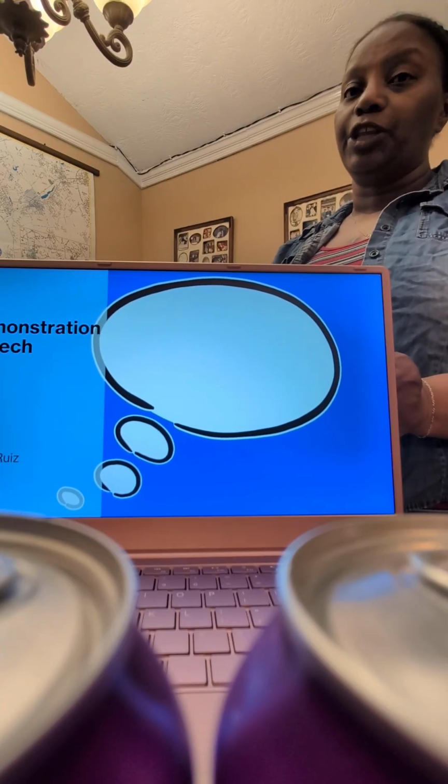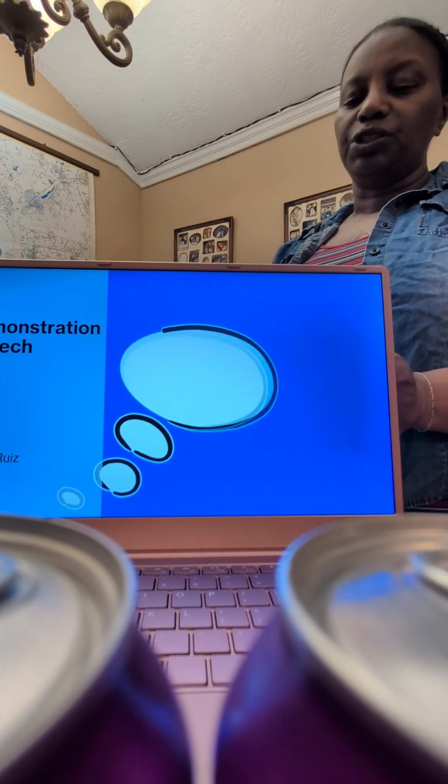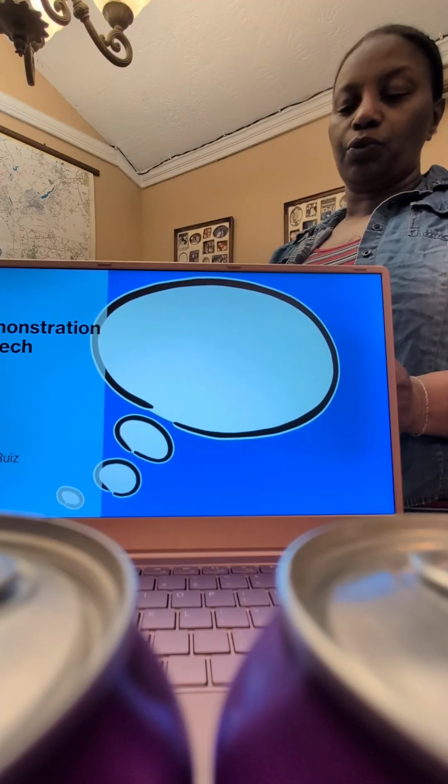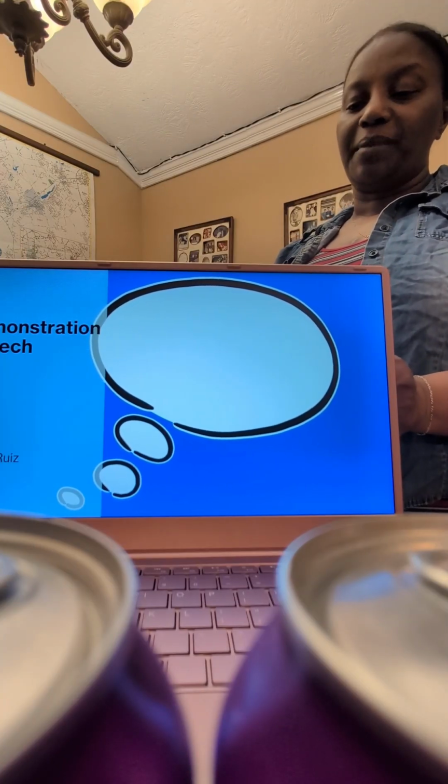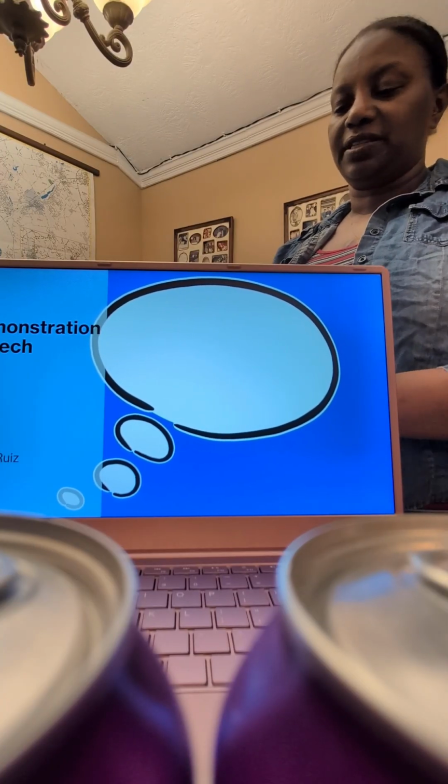ICD 10 updates annually on October 1st, which aligns with the start of the federal fiscal year for Centers for Medicare and Medicaid Services.